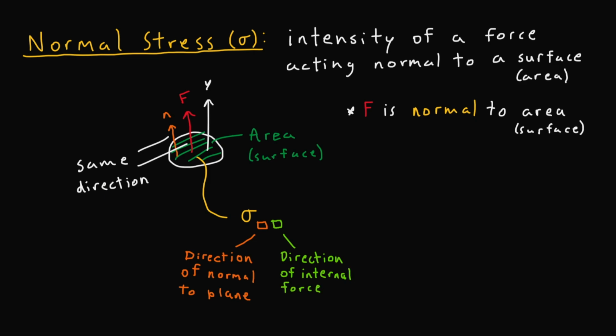So in that case, the first index will be y, because the direction of the normal to the plane is in the y direction. And now the second index will also be y, because the force, of course, also acts in the y direction. So that leaves us with sigma yy equals, of course, we said stress is force per unit area. So we'll have force F, more specifically Fy, over the cross-sectional area A. So that defines the average normal stress for this example.